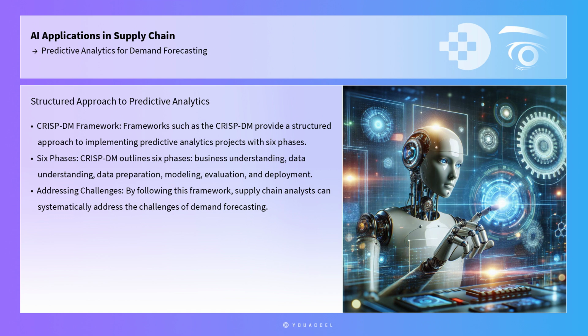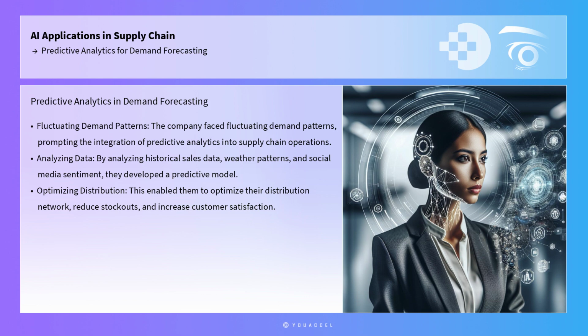A practical application of predictive analytics in demand forecasting can be seen in the case of a global beverage company. Facing fluctuating demand patterns, the company integrated predictive analytics into its supply chain operations. By analyzing historical sales data, weather patterns, and social media sentiment, they developed a predictive model that accurately forecasted demand across different regions. This enabled them to optimize their distribution network, reduce stockouts, and increase customer satisfaction.